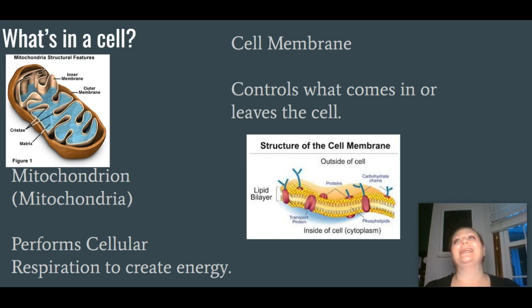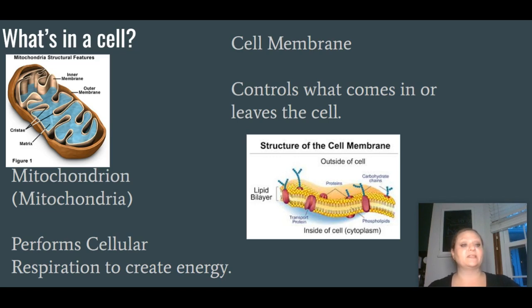Okay, we have the mitochondrion, or mitochondria, if we're talking about more than one. Its job is to perform cellular respiration. Remember when we talked about cellular respiration and photosynthesis in the last unit with those important reactions that you needed to know. So the mitochondria is where that cellular respiration takes place.